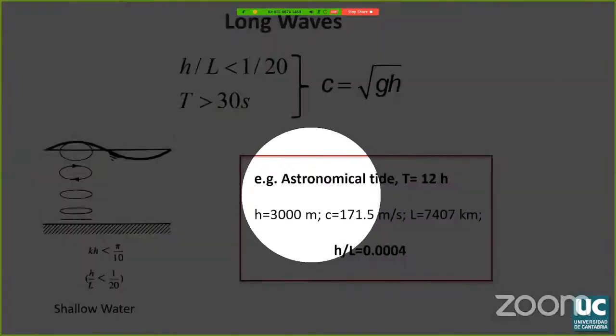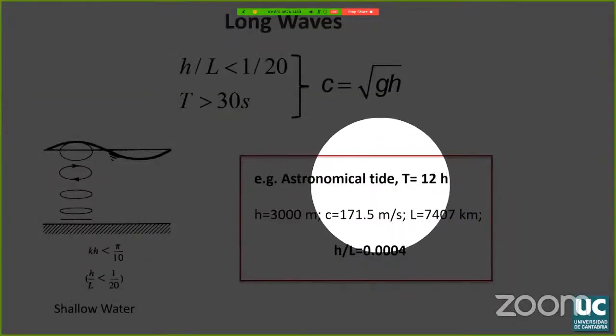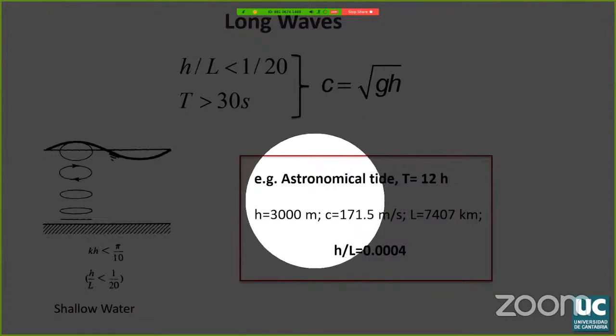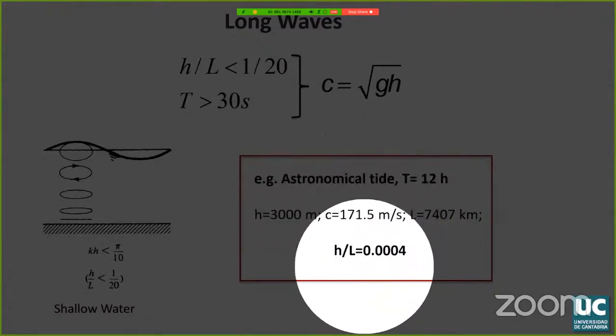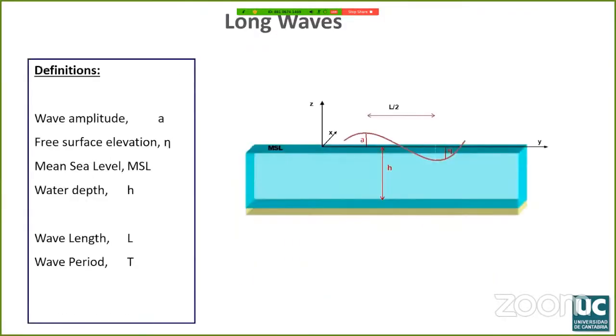As an example, let's see the astronomical tide, with a typical period of 12 hours, propagating over a depth of 3,000 meters. If we calculate the relative depth, we will see that even this huge depth is shallow water for this kind of long wave. Let's see some definitions and the coordinate system that we're going to use.